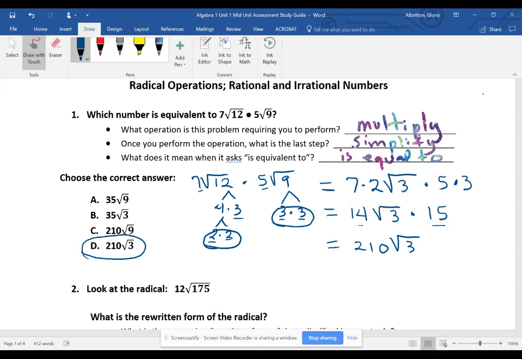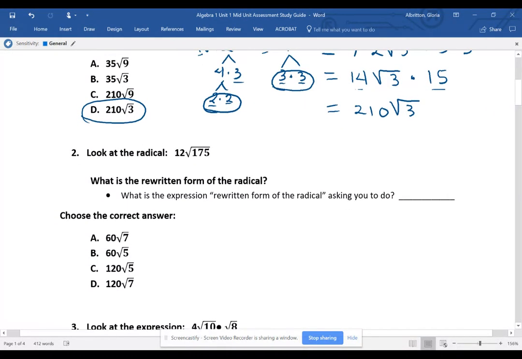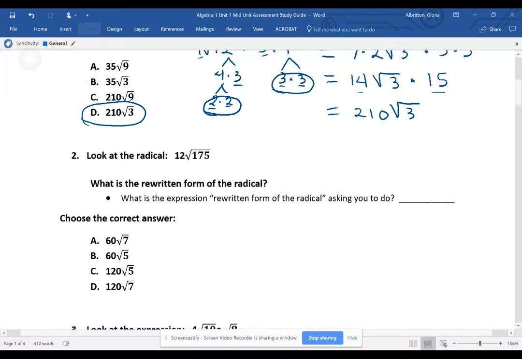All right, let's get number 2. So I'm going to move this up a little bit. Look at the radical 12 square root of 175. What is the rewritten form of the radical? And the bullet, what is the expression rewritten form of the radical asking you to do? It's asking you to simplify. So let's go ahead and do that. You've got 12 times the square root of 175. Again, you will not have a calculator, so you're going to have to do the factor tree on your own.